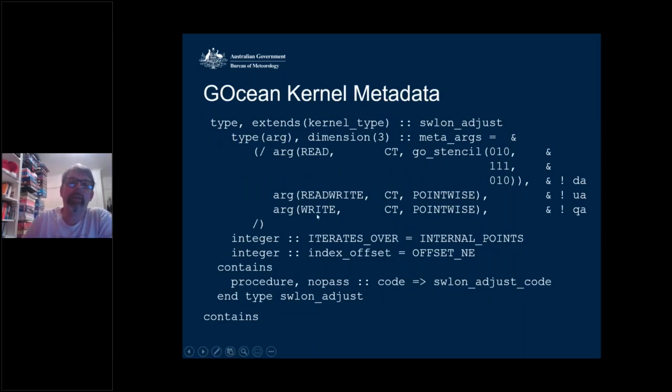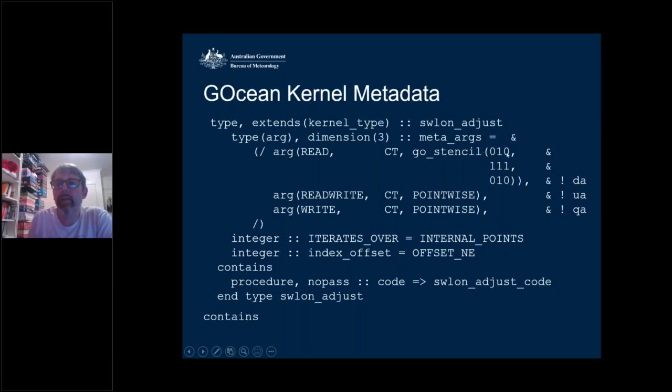So this is the metadata information, and I can only go through this very quickly. It's all documented in our user guide if you're interested in a 2D finite difference code. So very similar to the LFRic API, you declare the arguments. In this case, dimension 3, meaning this kernel takes 3 arguments. The first argument is read only, and we have a stencil access to this kernel.